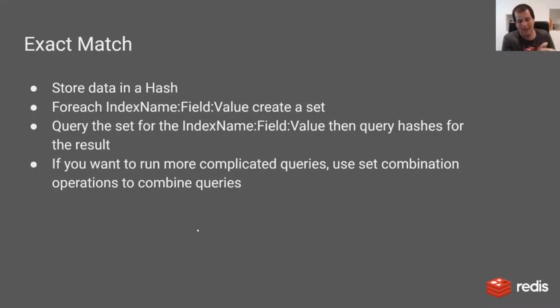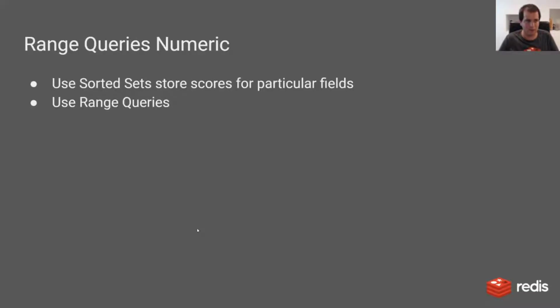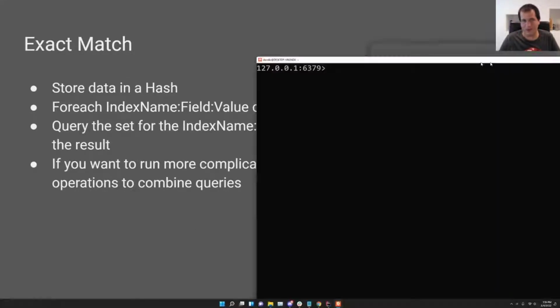So for an exact match, if you store your document in Redis, you would store it as a hash, and then for each field you want to index, you basically take the index name, colon the field that you're indexing, colon the value, and you would create a set. And then you would query that set whenever you need to actually find something in it. And if you want to run more complicated queries, you'd have to do things like set combination and stuff like that. So let's actually look at that real quick in Redis.